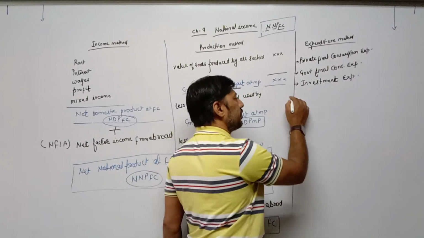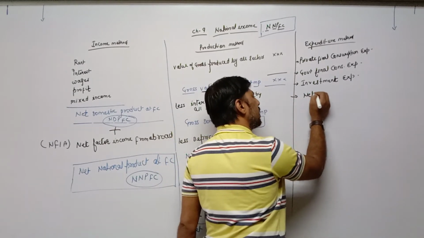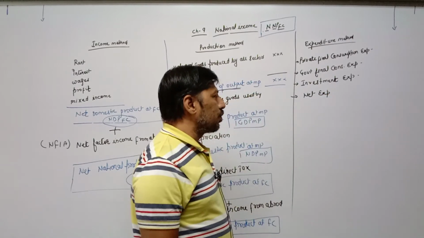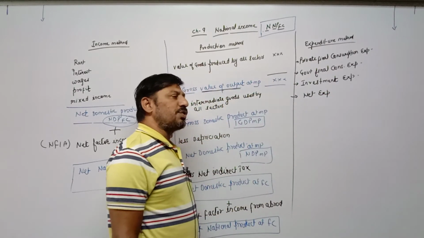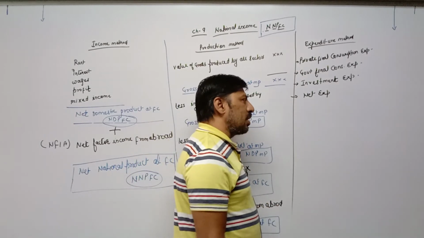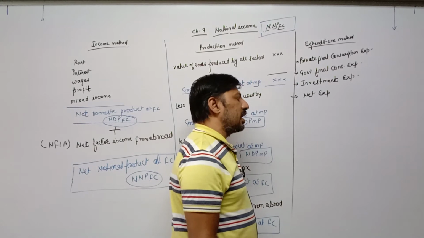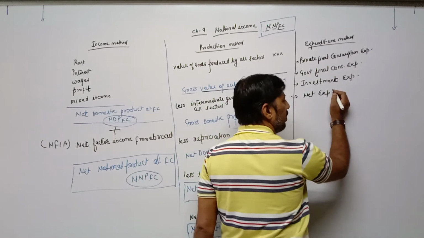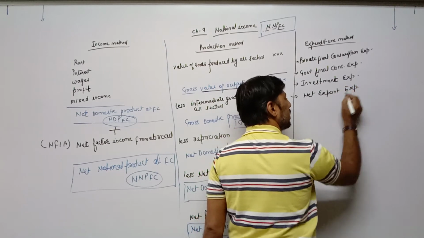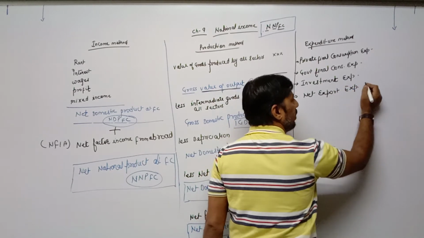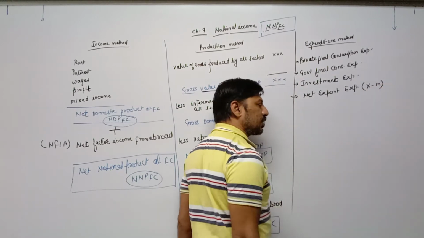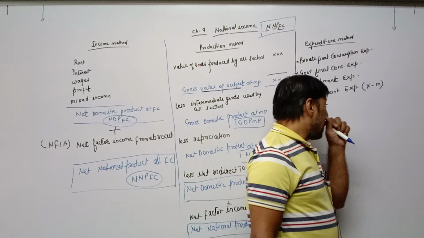Fourth one is net export expenditure. Many industrialists are exporting goods to other countries or importing goods from other countries. So whatever money is spent on importing or exporting such goods, that is called net export. Difference of export minus import, net export expenditure. Within bracket I am writing export minus import, X minus M. X means export, M means import.